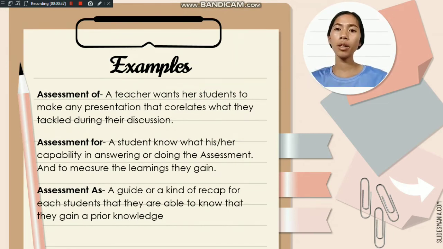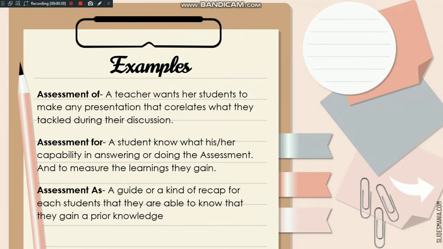An example of assessment of learning is when the teacher wants her students to make a presentation that correlates to what they tackled during the discussion. An example of assessment for learning is when a student knows what his or her capability is in answering or drawing the presentation, and to measure the learnings they gain. And an example of assessment as learning is a kind of recap for each student, so they are able to know what they gain and what they gained from prior learning.